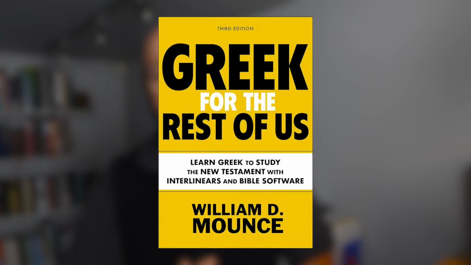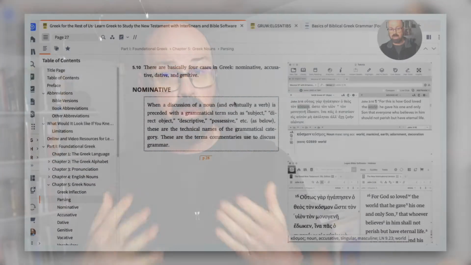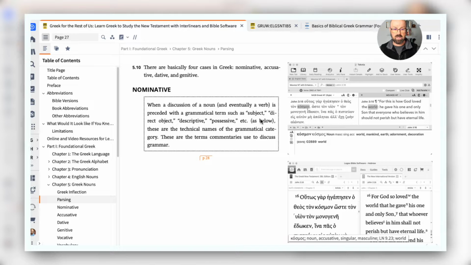In this video, we're going to be taking a look at Bill Mounce's Greek for the Rest of Us. We're looking at the latest edition, which came out about a year ago now, November 2022. So it's a pretty recent edition, pretty up to date, released since Logos Bible Software 10, for instance, and the latest version of Accordance. I think Accordance may have come up with a new version since then, but it's certainly a big improvement on previous editions.